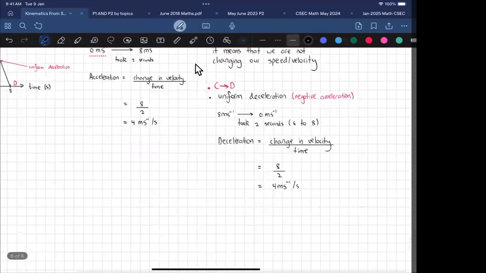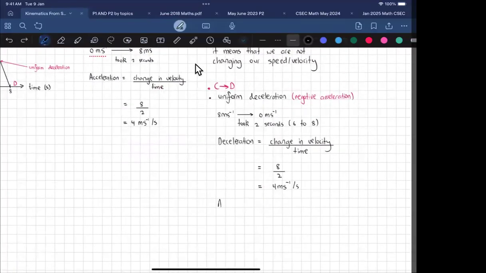Now, if you are describing it in terms of acceleration, I know I'm moving the screen plenty. Sorry, I'm just finishing up everything on the board here. If we are describing it in terms of acceleration, it's not going to be positive. Why? If I'm going from a speed of 8 to 0, am I adding speed or am I taking away speed? Taken away. Yeah, I'm taking away speed.